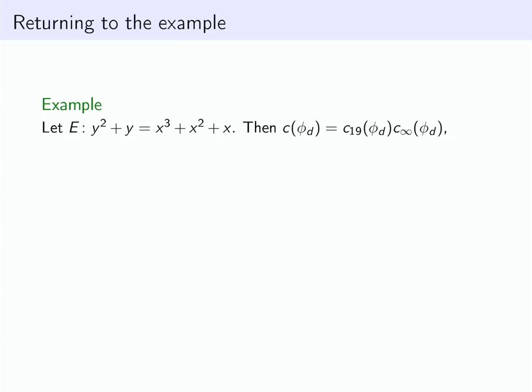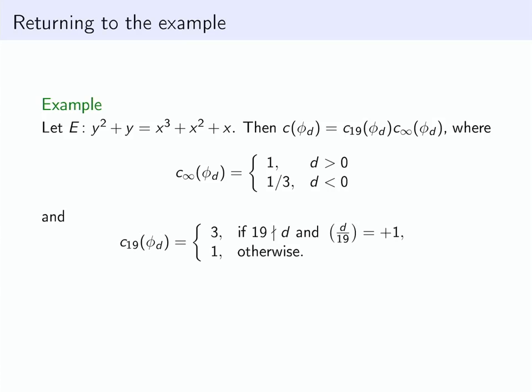It turns out that this elliptic curve that I wrote down here has conductor 19. That means the only prime of bad reduction is 19. You also have to worry about infinity. This corresponds to whether you're twisting by something positive or negative, and this factor exactly corresponds to that. If you're twisting by something positive, you get 1. If you're twisting by something negative, you get 1/3. How does this C19 in phi d behave? It's given by something like this. It's either 3 or 1, according to these two conditions. So in particular, the probability that it's 3 is slightly less than 1/2.